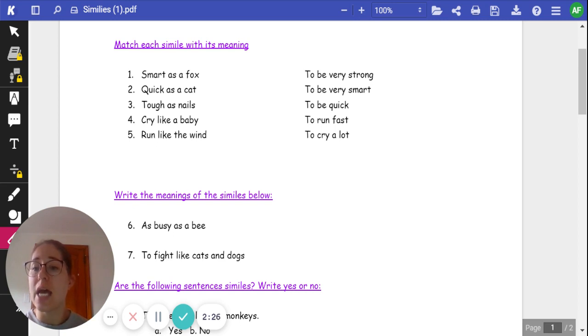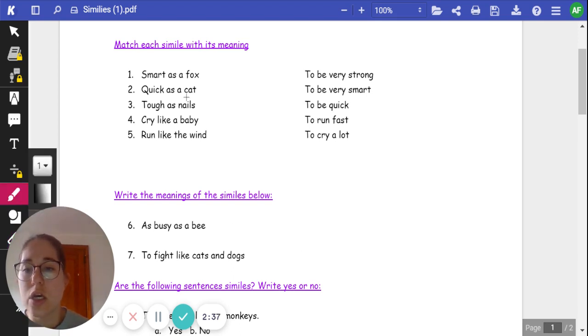Number 1, we have smart as a fox. I'm going to look on the other side for my meanings. If something is as smart as a fox, I know that it means to be very smart, right? Foxes are smart animals. You can write that next to number 1. Number 2, quick as a cat, means to be quick. Can write that next to number 2.